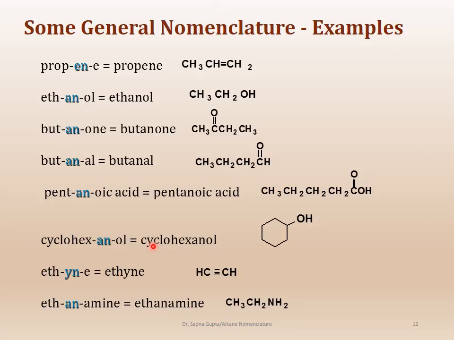Cyclohexanol: cyclo is a cyclic compound, which you're going to do in the next slide. Hex means that you have 6 carbons, and ol means that you have an alcohol somewhere. Ethyne: eth tells you that you have 2 carbons, yne tells you you have a triple bond. Ethanamine: eth, 2 carbons, amine, an amine group. It's usually as simple as that. There are a few other things that we have to talk about as we go through nomenclature, but otherwise, keep it simple.